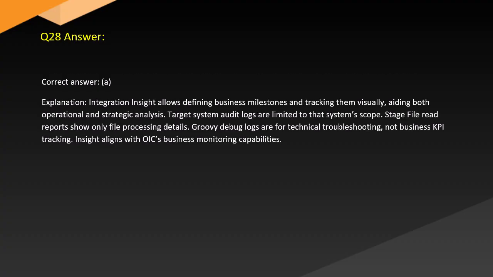Answer. Correct answer: A. Explanation. Integration Insight allows defining business milestones and tracking them visually, aiding both operational and strategic analysis. Target system audit logs are limited to that system's scope. Stage file read reports show only file processing details. Groovy debug logs are for technical troubleshooting, not business tracking. Insight aligns with OAK's business monitoring capabilities.